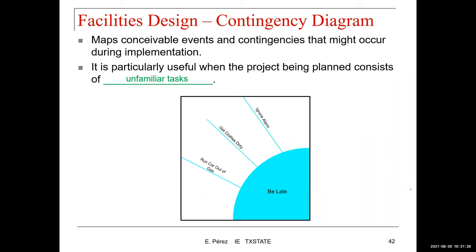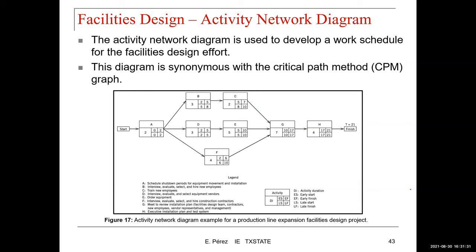If you're in the industrial engineering program, you might be familiar with this diagram. This is called the activity network diagram. The activity network diagram is used to develop a work schedule for the facilities design effort. This diagram is synonymous with the critical path method, or CPM graph.